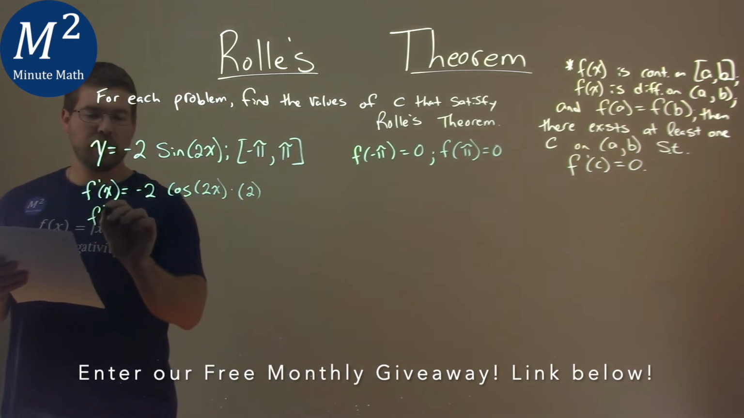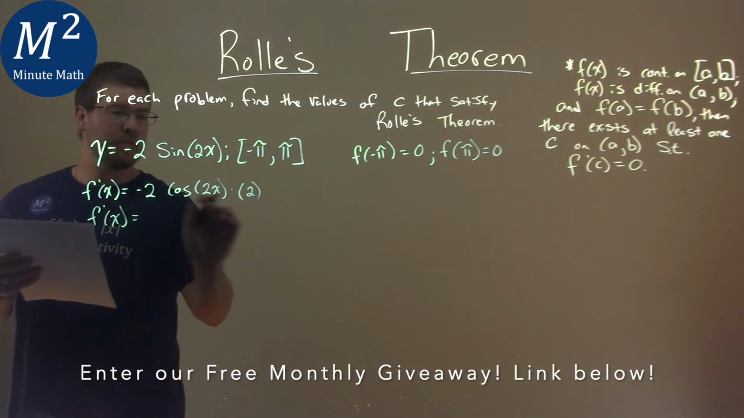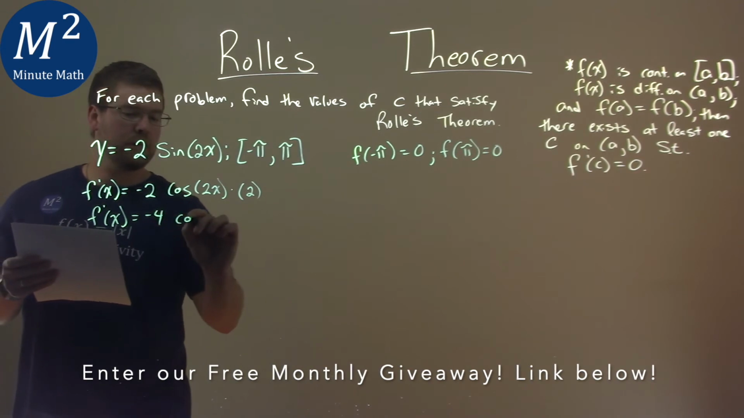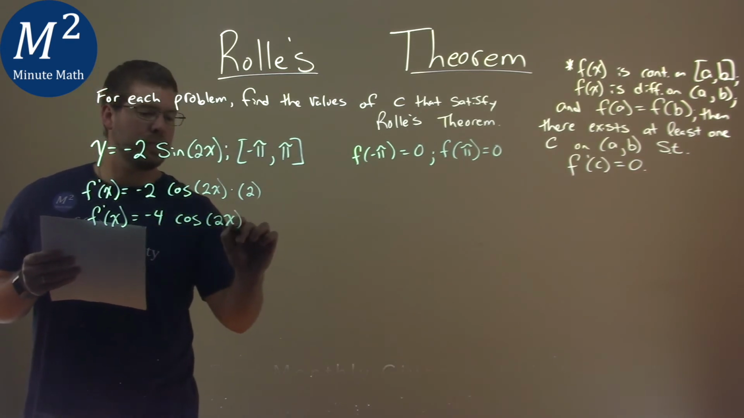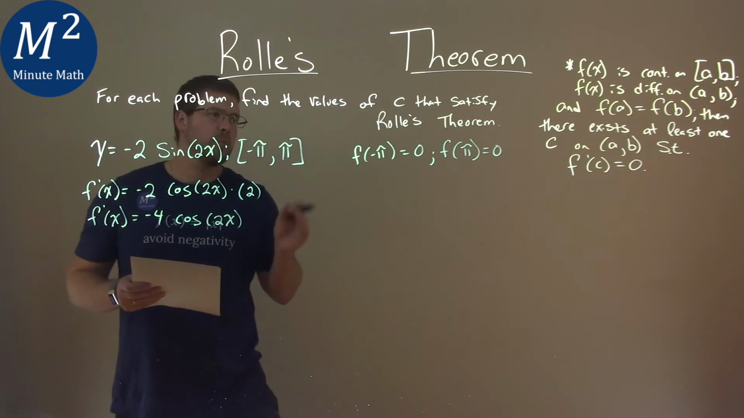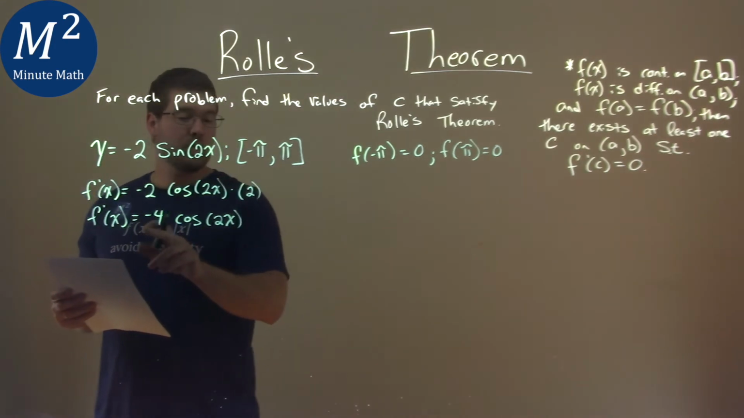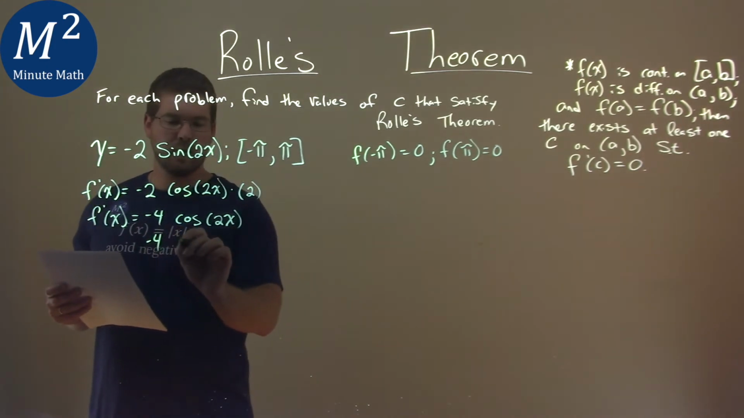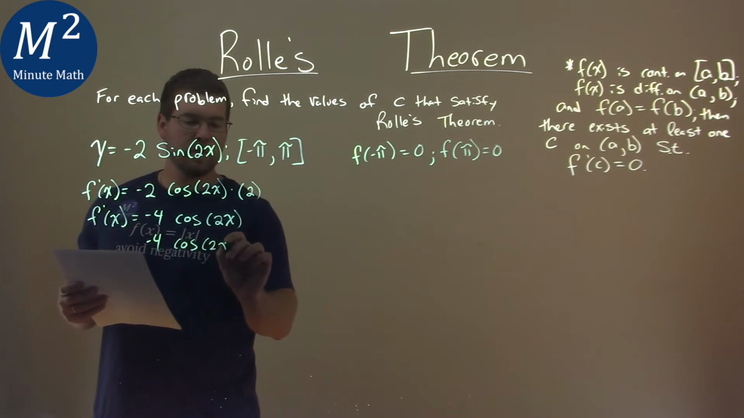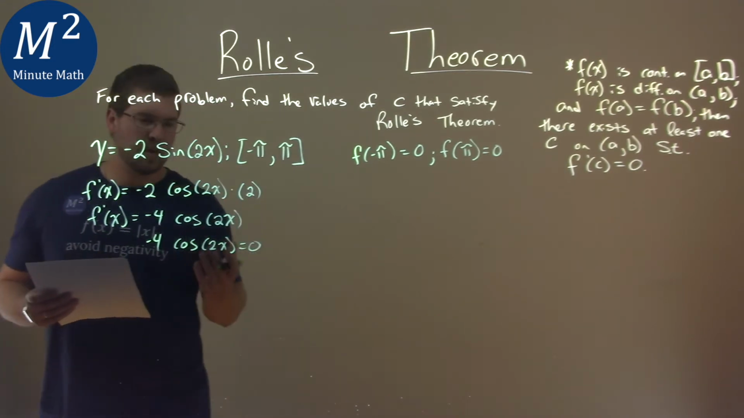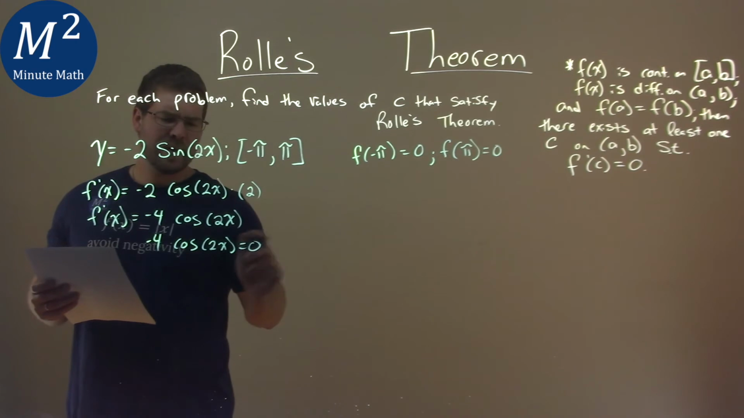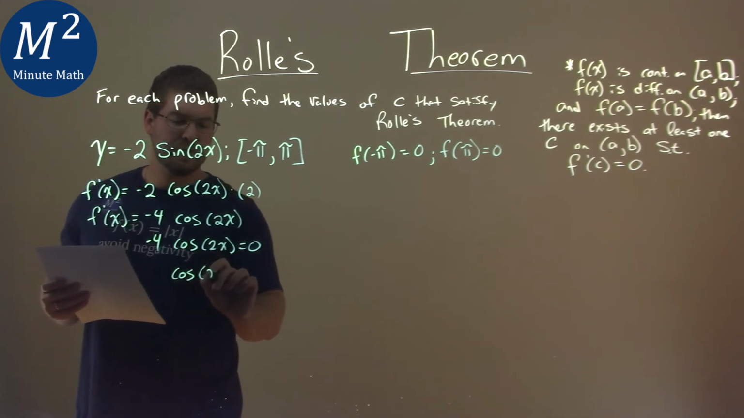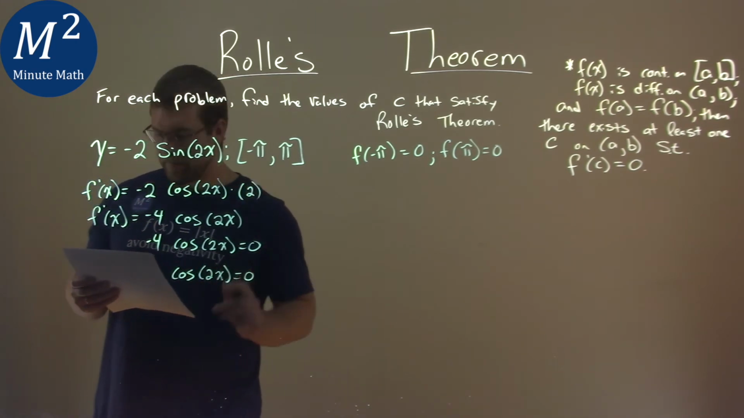Simplify this out, and f prime of x is equal to negative 2 times 2, which is negative 4 cosine of 2x. Pretty simple. Now, to apply Rolle's theorem, we take this derivative and set it equal to 0. Negative 4 cosine of 2x equals 0. We're solving for x. Divide both sides by negative 4, and cosine of 2x is equal to 0.